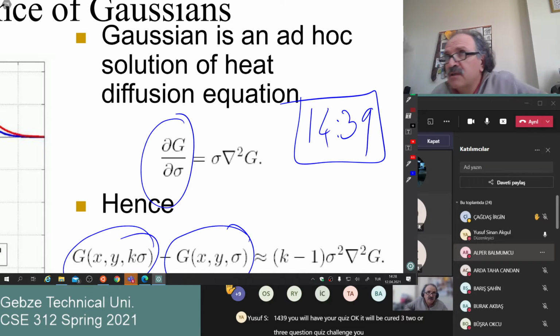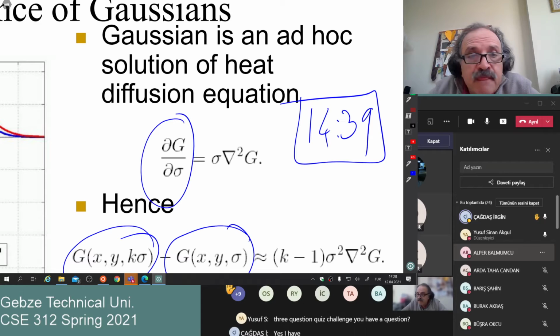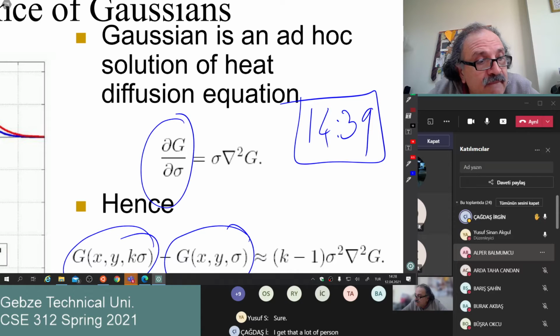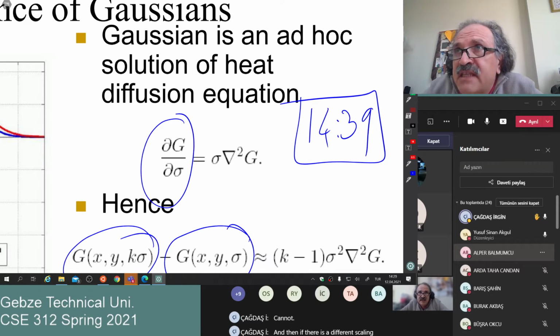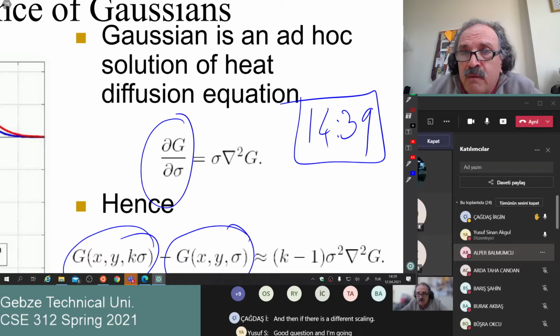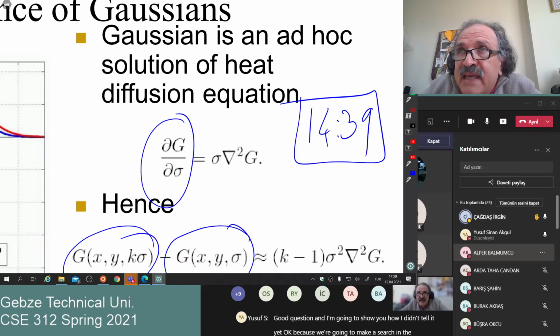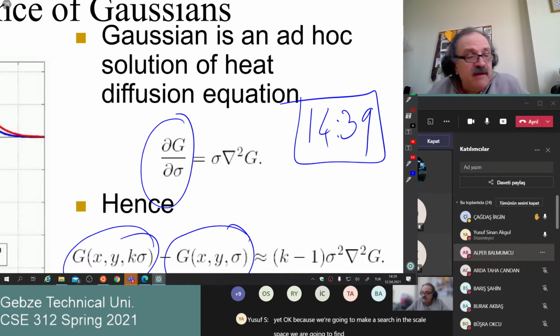Çağdaş, you have a question? Yes. I get that the Laplacian of Gaussian finds my edge points under rotation and translation, but I cannot understand how it works with different scaling. How can I find that with Gaussian? Çağdaş, that's a very good question, and I am going to show you how. I didn't tell it to you yet, because we are going to make a search in the scale space. We are going to find the scale, right? Okay.